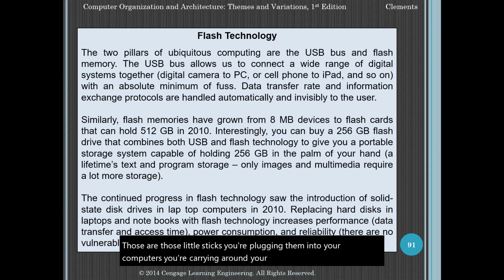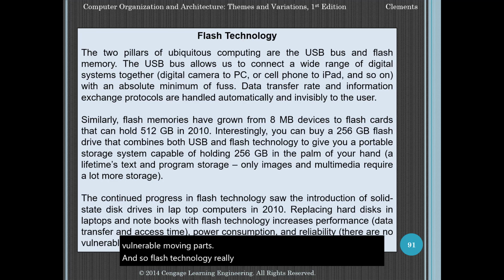right? So this continuous progress in flash technology is really what has led up to this introduction of our solid-state disk drives that we're seeing in laptops, replacing our hard disk drives that spin, which is always going to be a problem in a moving computer, increasing performance. We have faster data transfer, access time, lower power consumption, better reliability. There's not a lot of vulnerable moving parts. And so flash technology really is where we're kind of headed.